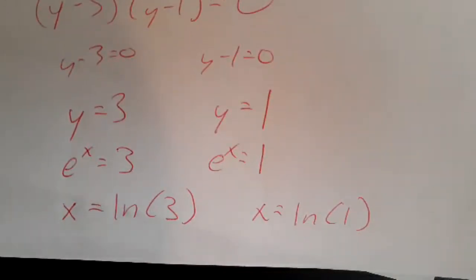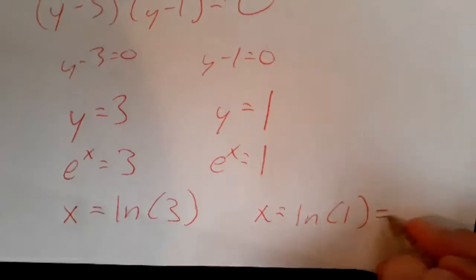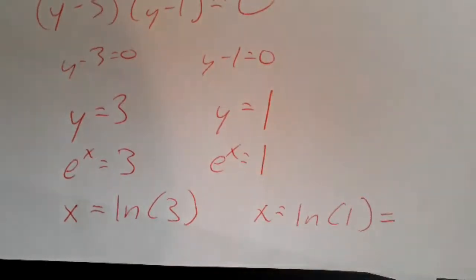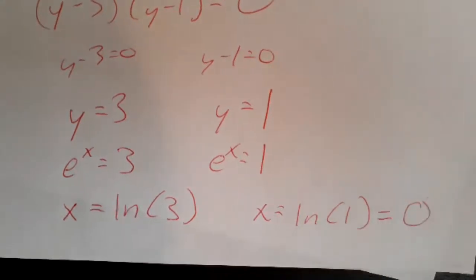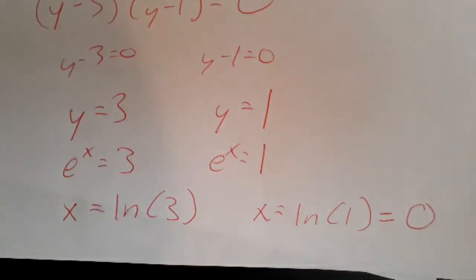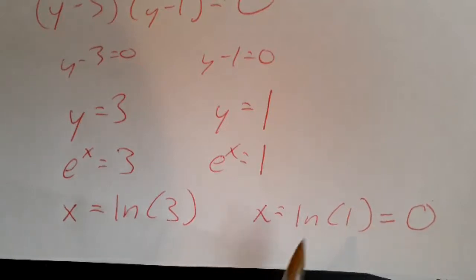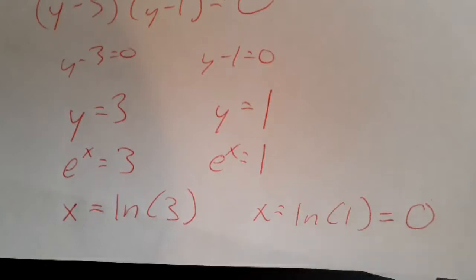Anything to the what power is 1? This is that 0. So anything to the 0 power is going to be 1. That means ln of 1 is always going to be 0. Or log of 1, any base is going to be 0.